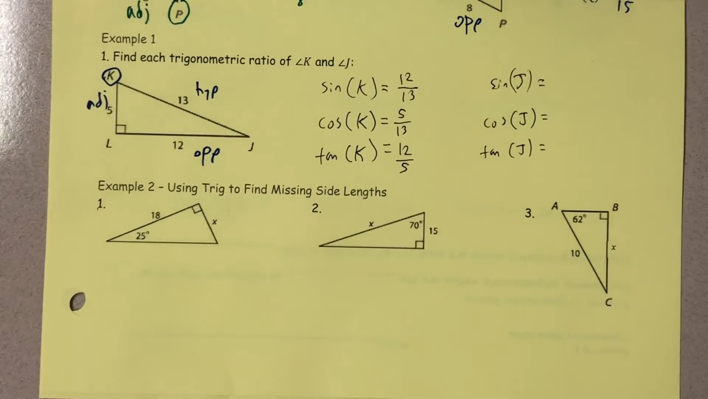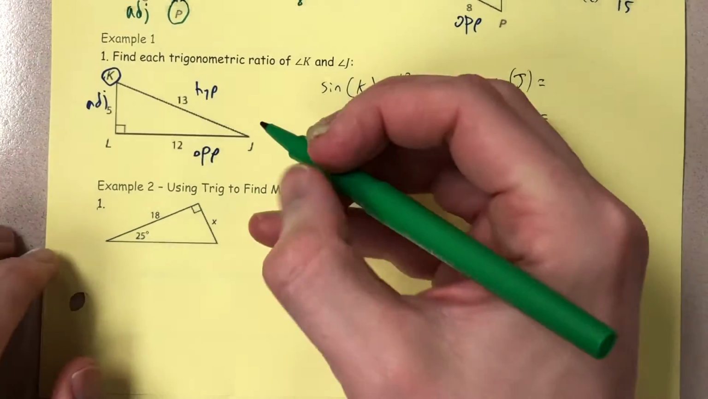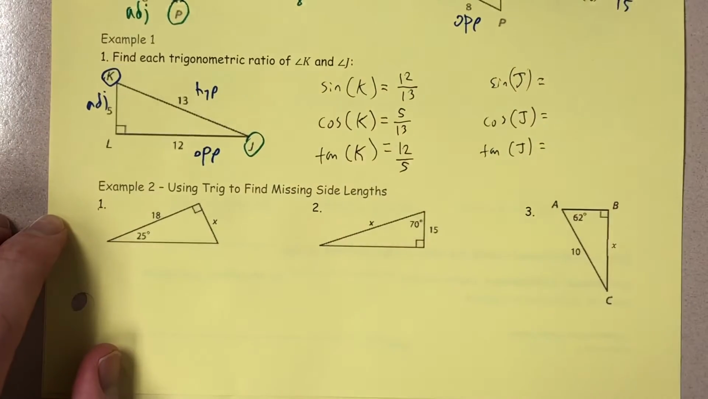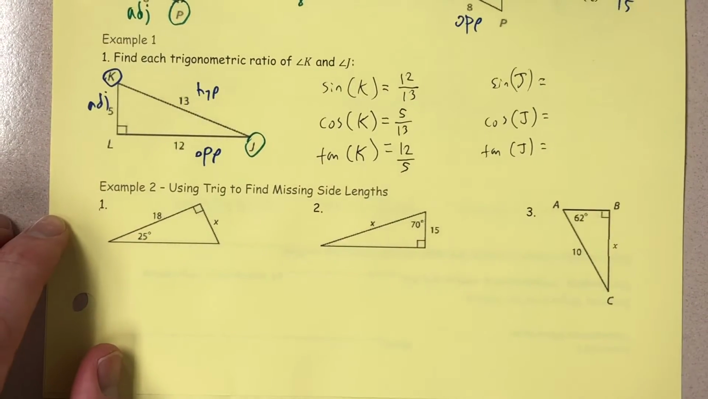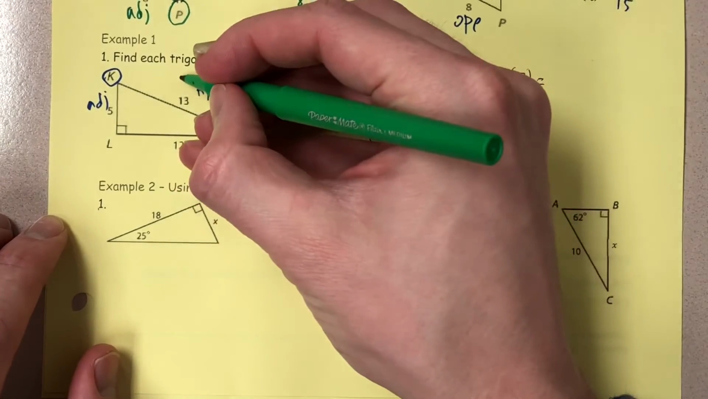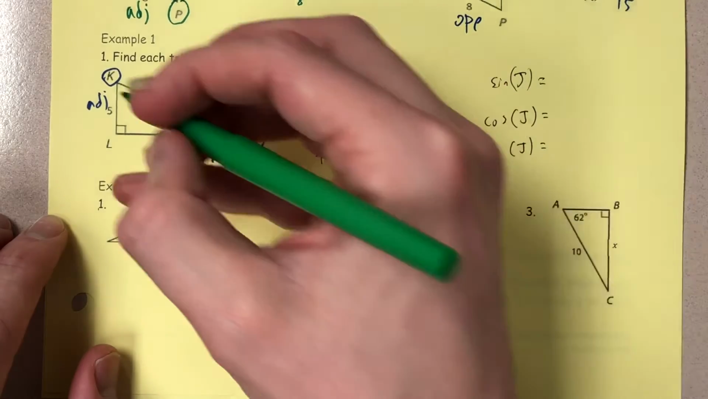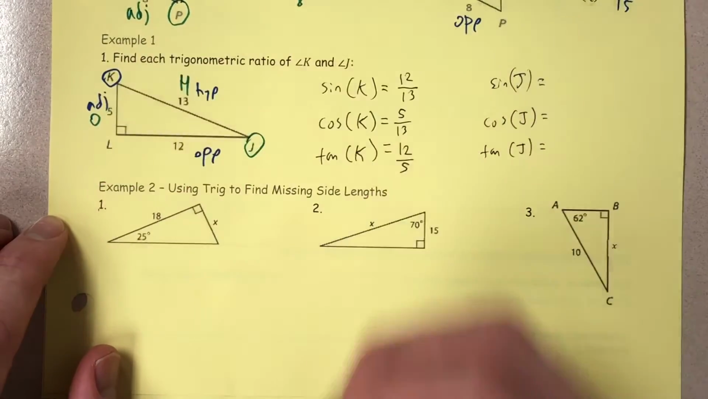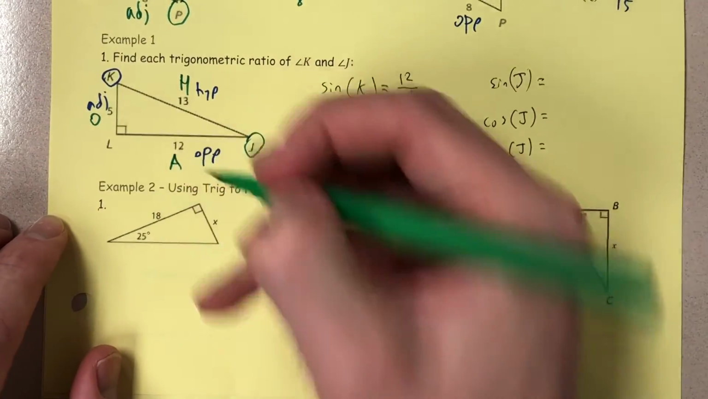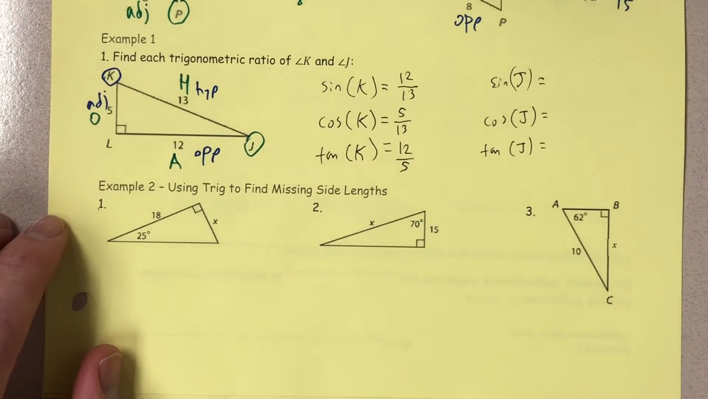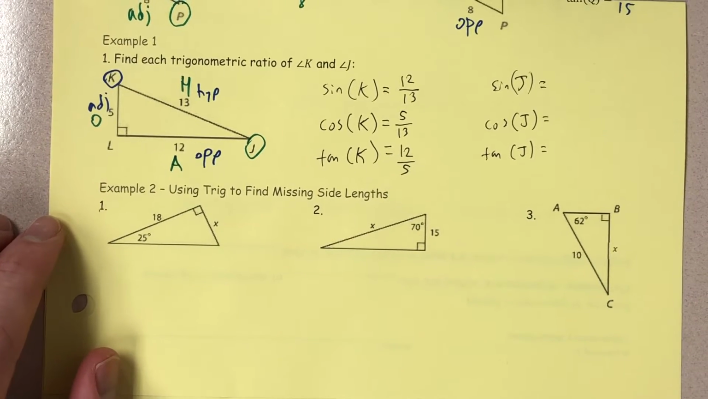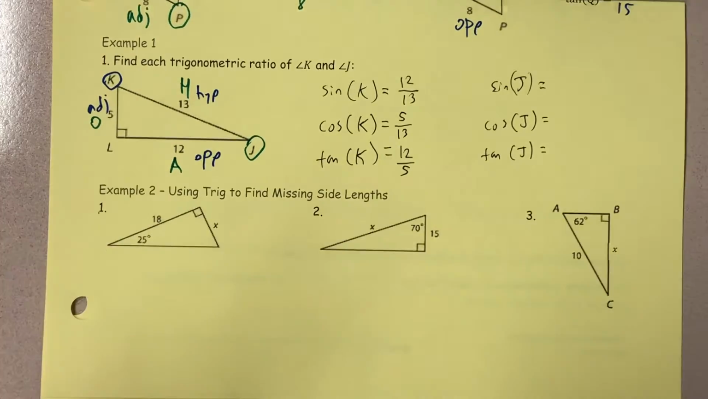For J, I'm going to label these sides. I'm sorry if these colors aren't showing up as well as I would have liked. So from J, I'm going to label them all with a 1-letter abbreviation. So for J, 13 is still our hypotenuse, 5 is now our opposite, and 12 is our adjacent. So I labeled those with 1-letter abbreviations, so hopefully you can tell which ones are which.